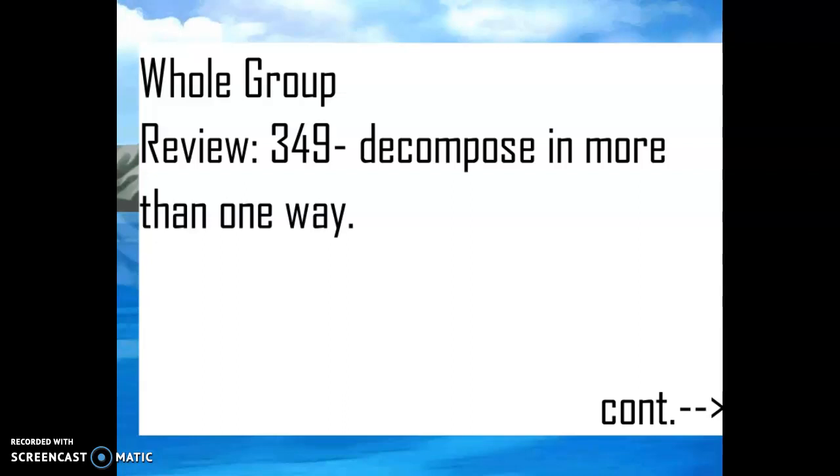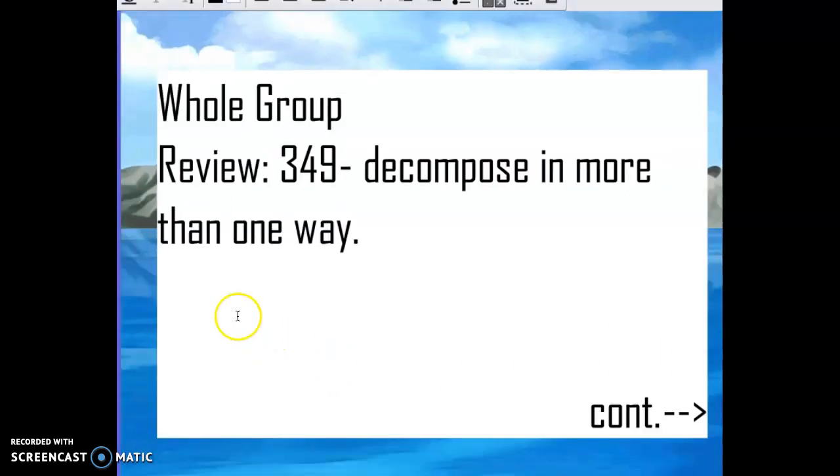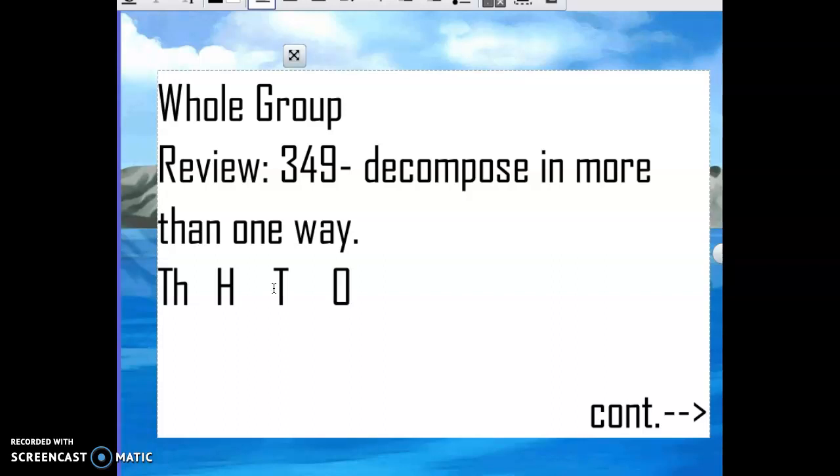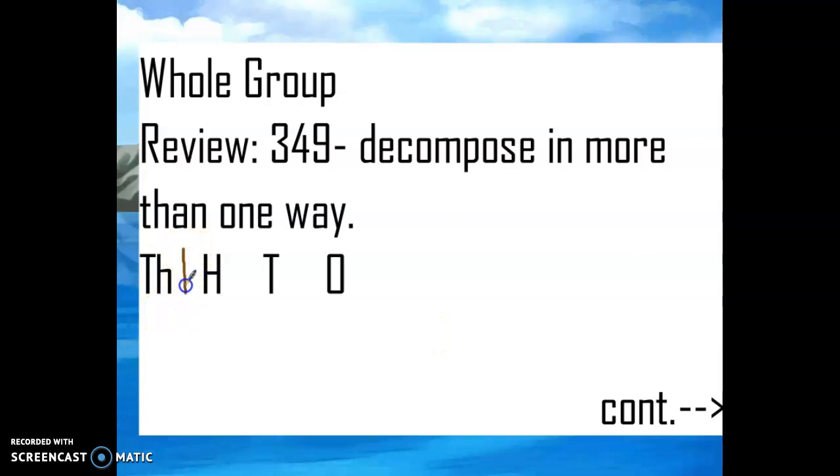Alright, today is Monday, September 23rd, and today's math lesson. First, we reviewed decomposing in more than one way, and we talked about how if we make a chart, we could do our TH, that's for the thousands, H, T, O chart, and that's just to help us pay attention to the place value. And it's super simple to be able to put on any piece of paper.